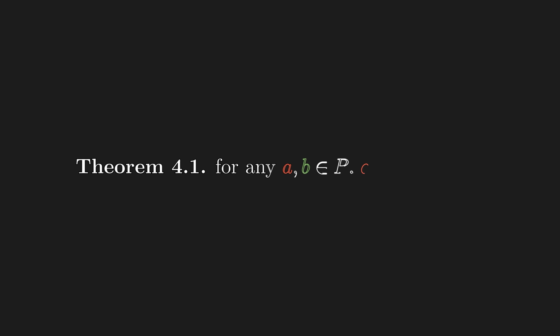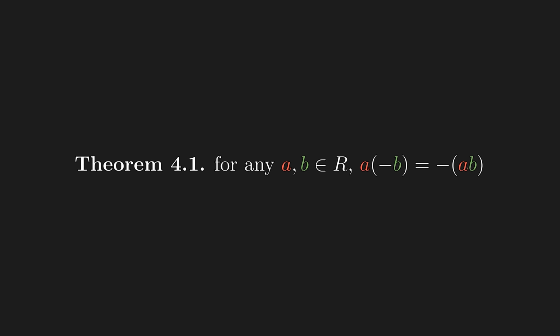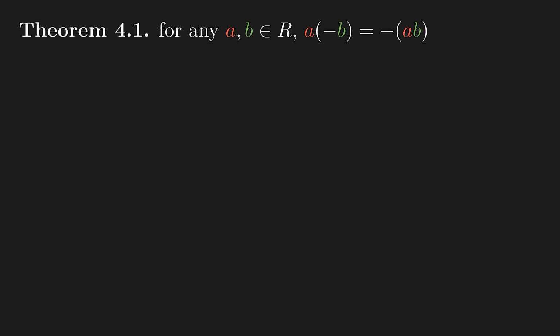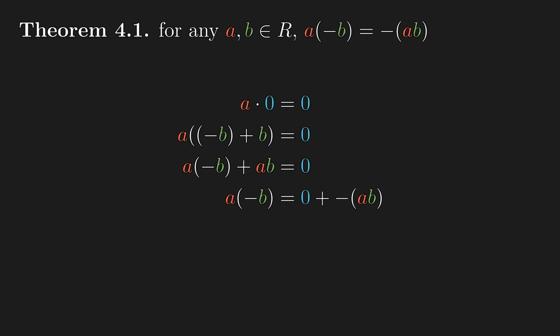The next theorem says take any A and B in the ring, then A times negative B is equal to the negative of A times B. And we'll start the proof by using the previous theorem, and since we know that negative B plus B is equal to 0, we will substitute it on the left side of the equality. Then we can use the distributive property and subtract AB on both sides, using theorem 2.